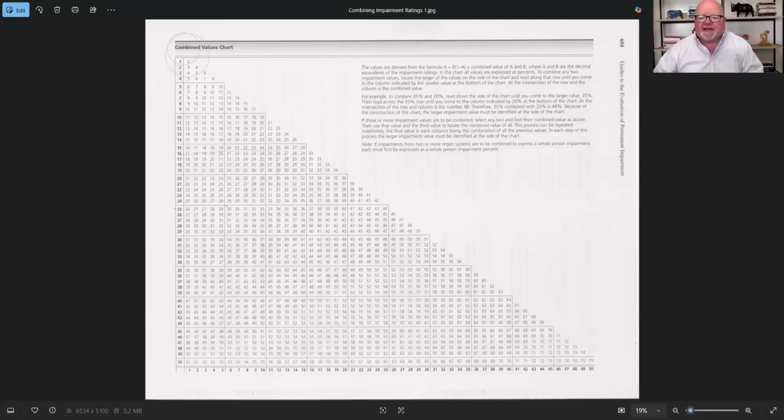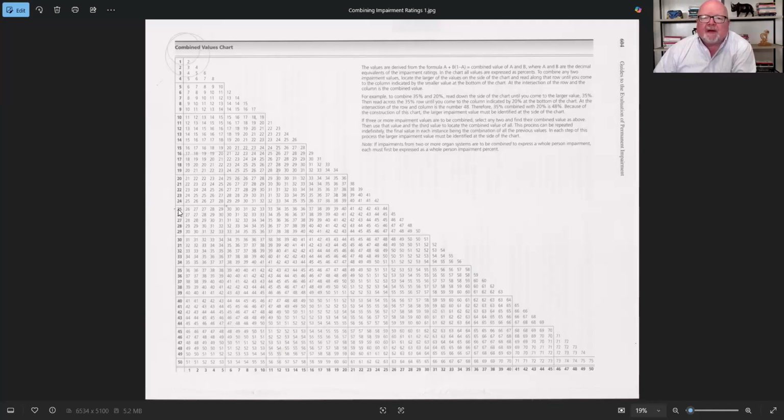So as an example, let's say you had 2 impairment ratings. What you do is you always just start with the biggest number. You go from the largest number to the second largest number to the third largest number to the fourth, if you had 3 or 4 different impairment ratings. So let's say you had a neck and low back, and we'll use this combined chart here and say your neck was 25. So we'll come over here to 25 on the left-hand side going down.